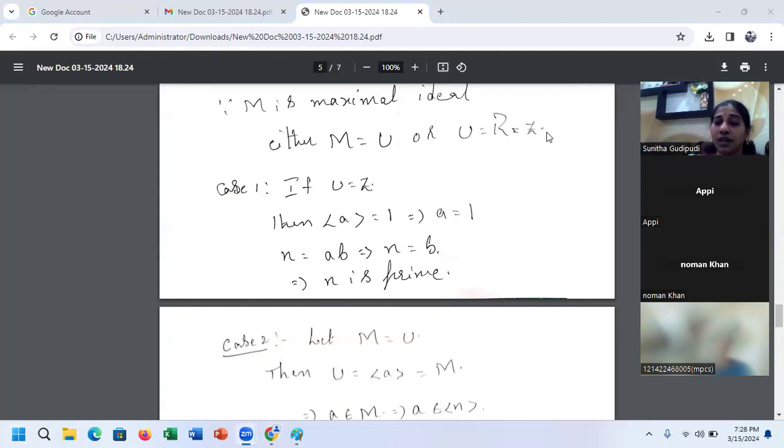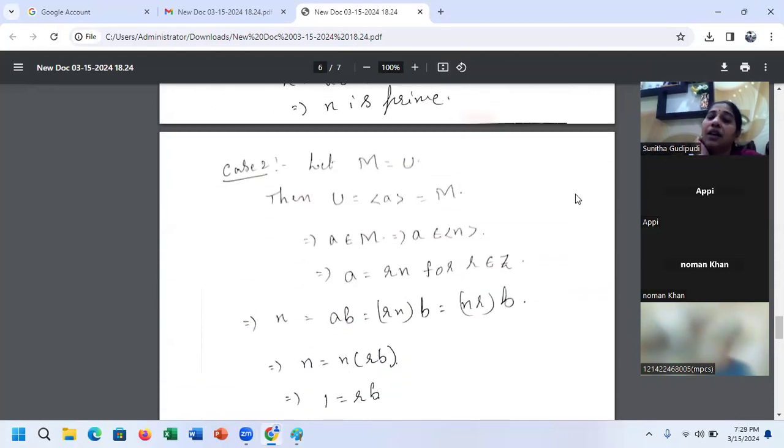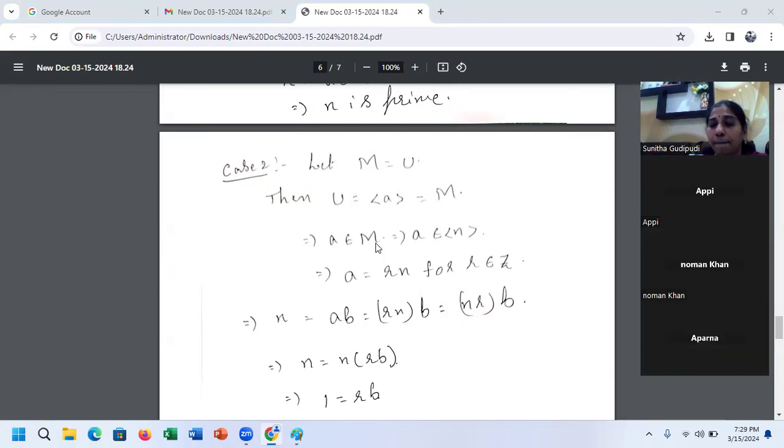Now, what is the other case? In the second case, we have let M is equal to U. Then the ideal generated by a is equal to M. But what is M? Ideal generated by n. So we are saying the ideal generated by a and the ideal generated by n are the same. Means a should be an element of M.